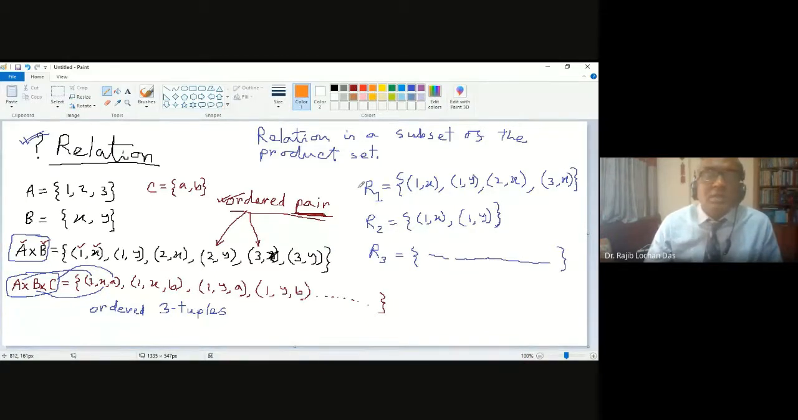So R1 is a relation, and R2 is also a relation, and R3 is also a relation, like that. For one particular product set, many subsets are possible, and every subset will be called a relation. Okay. So is that okay up to this?